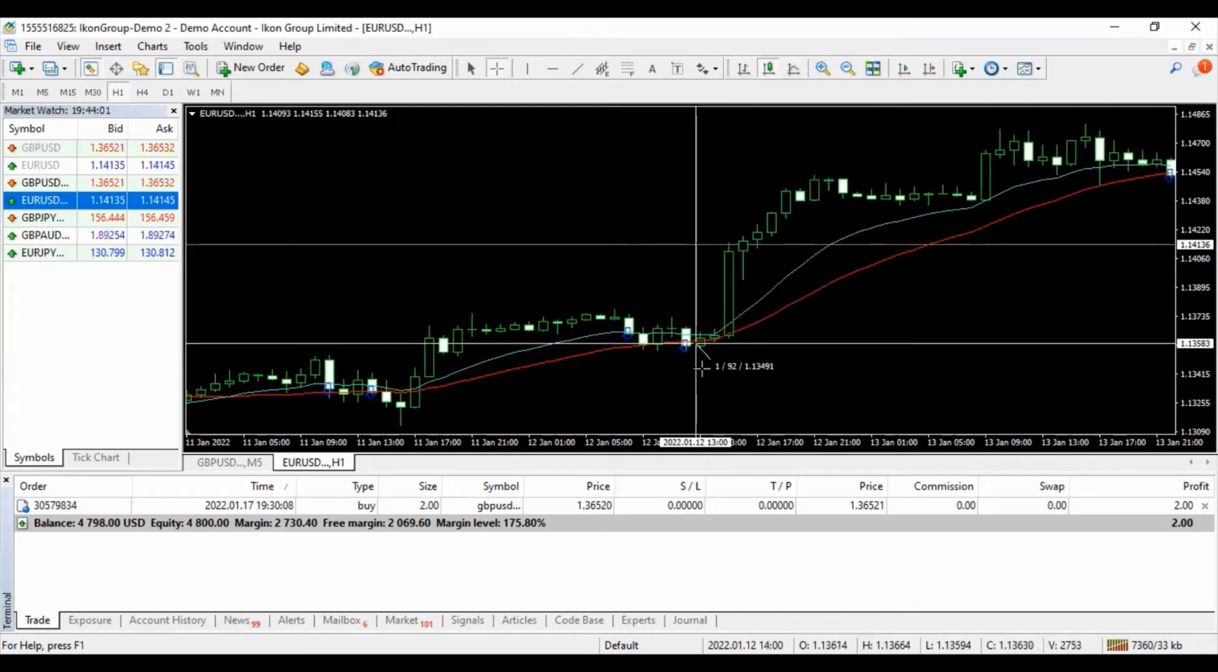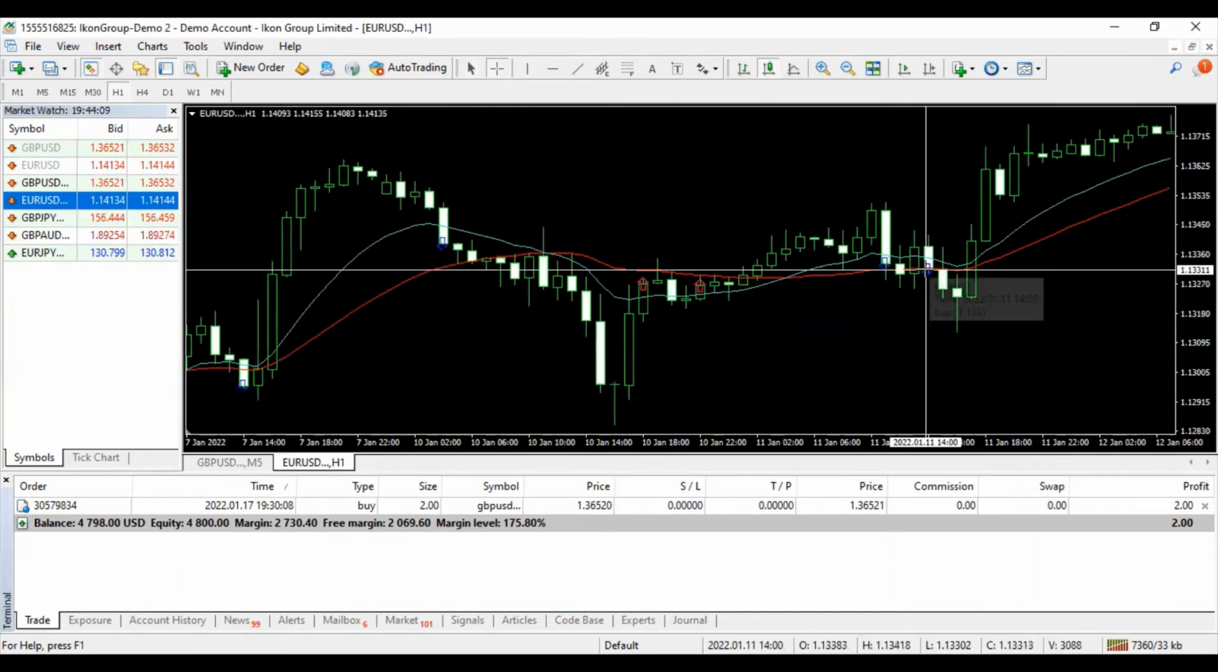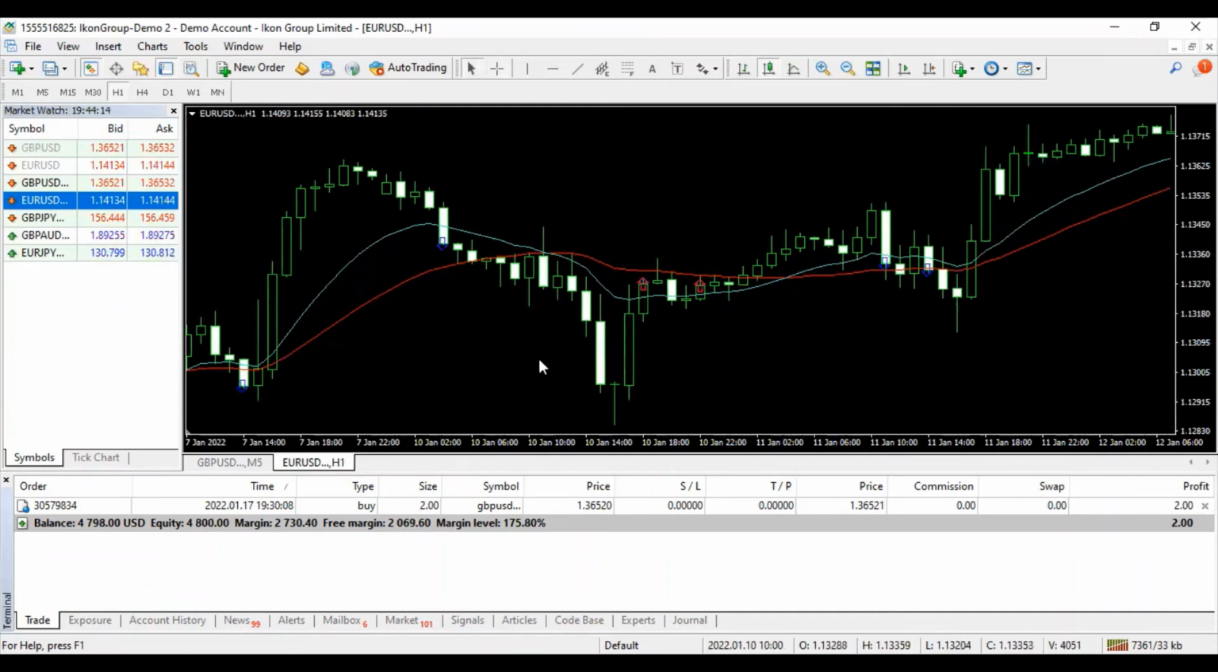It works. See here. This trade alone, just this one trade, would have given you over 100 pips. It works regardless of the time frame.